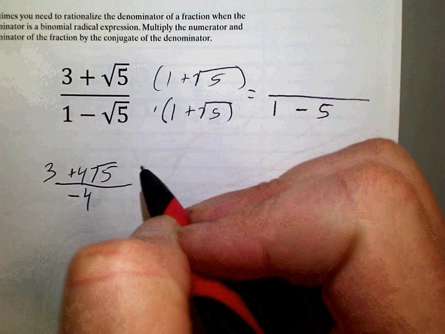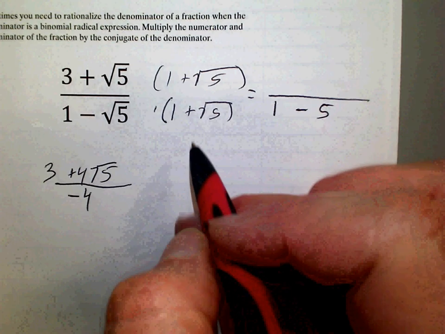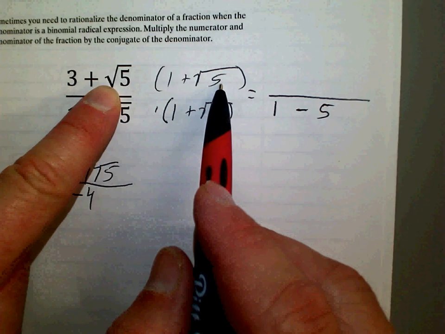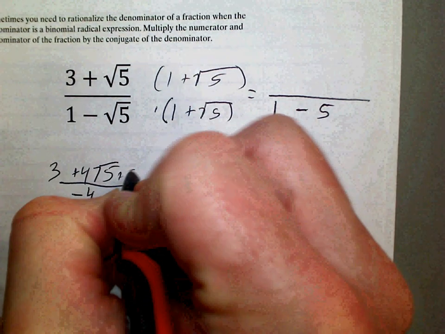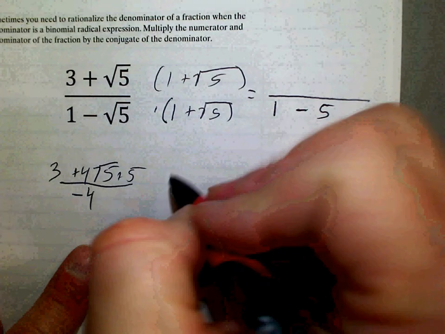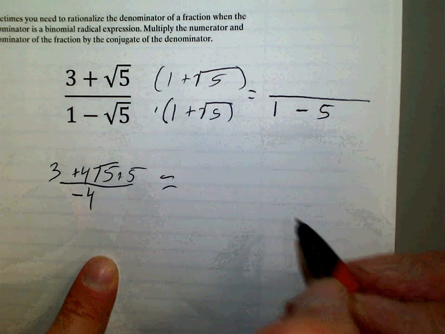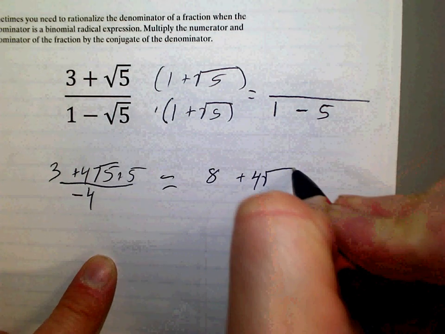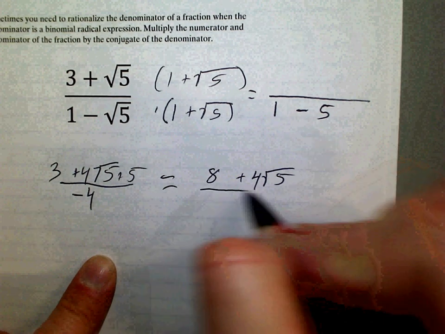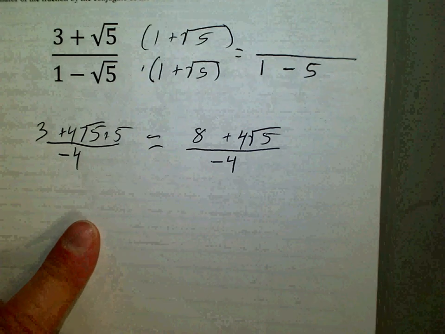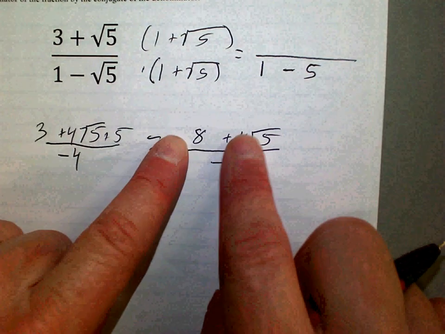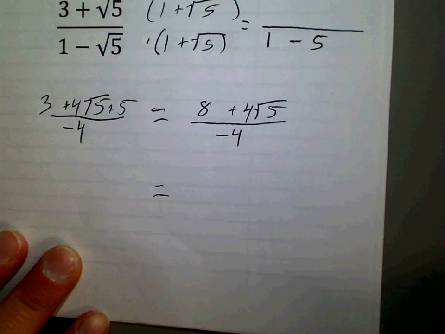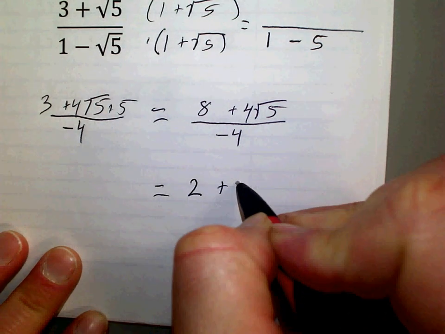And the last would be what? Square root of 5 times square root of 5 is? There you go. So the numerator would simplify to, we got the 5 here, the 3 here, we would have 8 plus 4 square roots of 5 all over negative 4. You with me on that? Could we simplify here? Yeah, I see 8, 4, 4. So that would simplify to 2 plus square root of 5 all over negative 1.